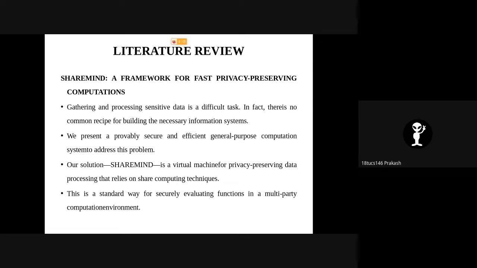Gathering and processing sensitive data is a difficult task. In fact, there is no common recipe for building a necessary information system. We present a provably secure and efficient general purpose computation system addressing this problem. Our solutions are made as a virtual machine for privacy preserving data that relies on a.